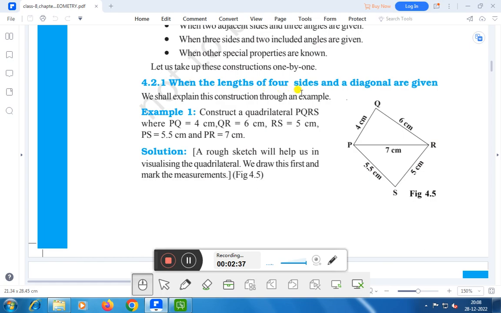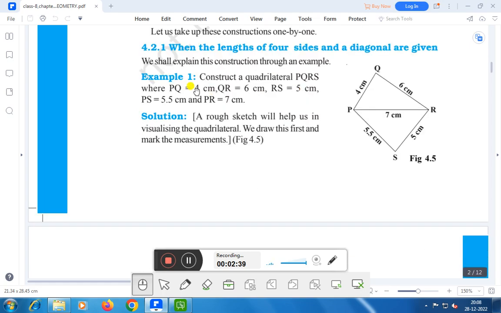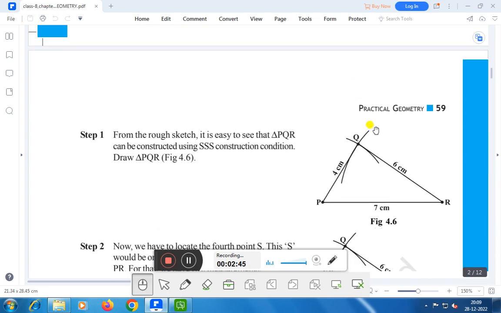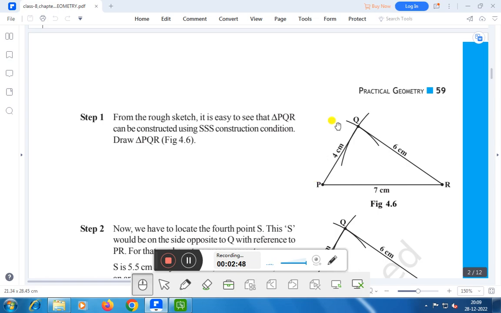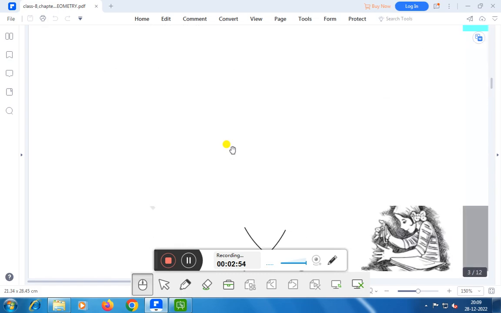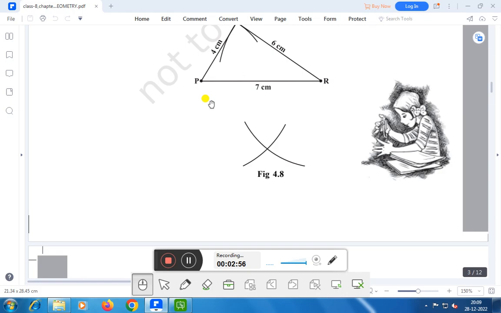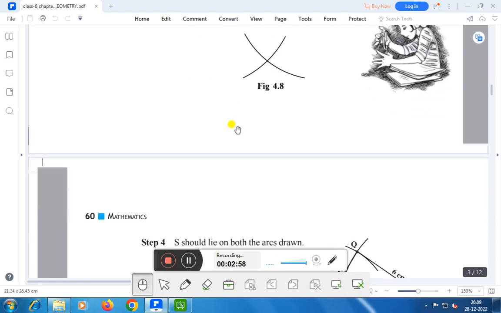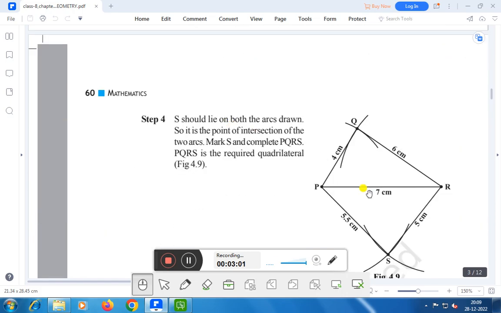When the lengths of four sides and a diagonal are given, how to construct? First, construct PR with the length of 4 cm. Draw an arc here. With P as center, draw an arc of 4 cm, and with R as center, draw an arc of 6 cm. Then again, here you can draw an arc with 5.5 cm. With R as center, draw an arc of 5 cm. And this is the quadrilateral.